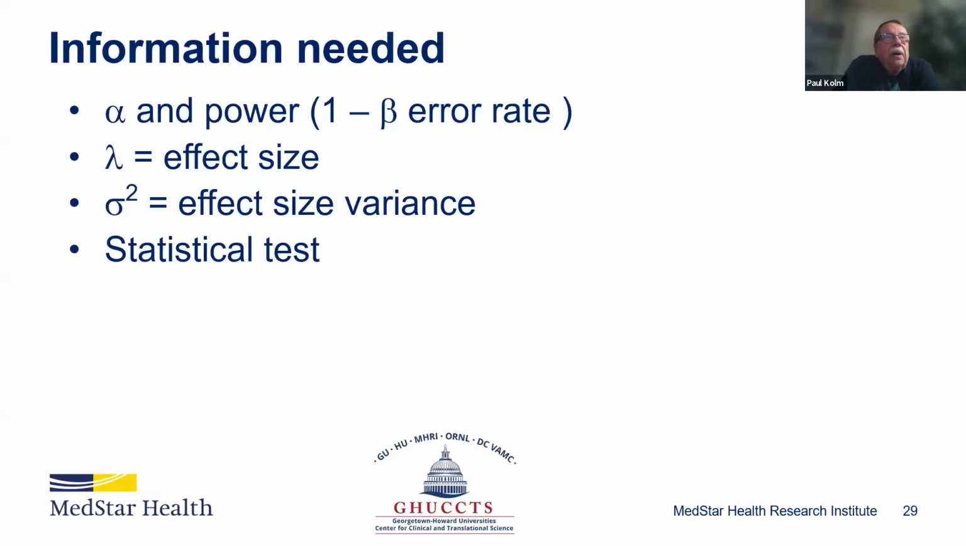Given that, we also need an effect size. In other words, what is the difference that we want to be able to detect between the treatment groups? And then we need the variance of the effect size. And then, of course, we need to know what statistical test we're going to do. The examples I've given so far, and the ones I'm going to focus on, is just a simple t-test between two groups for means.